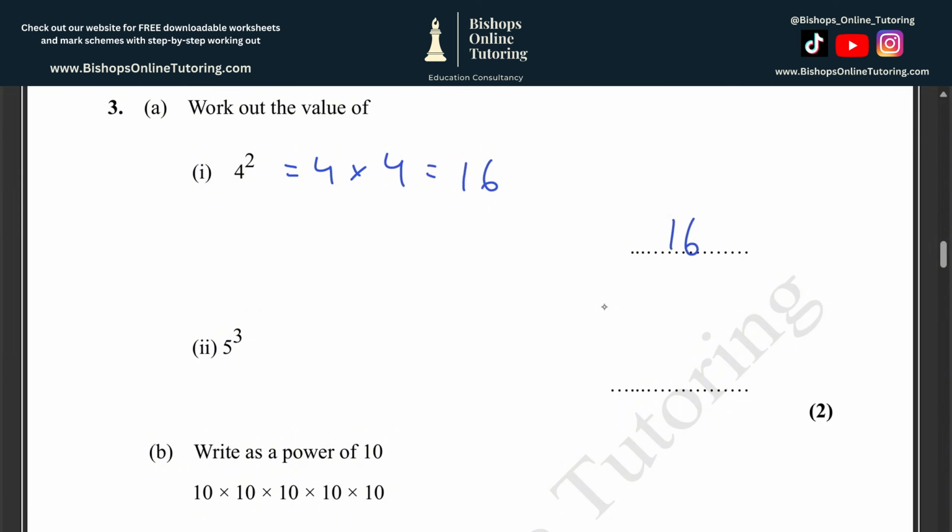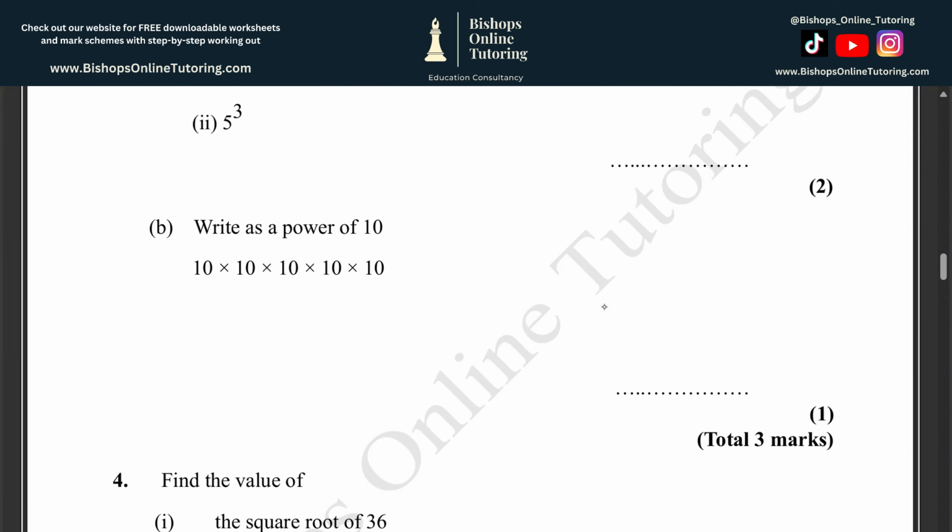So that's our answer. Okay, to work out 5 cubed, essentially the question is just asking us to do 5 times by 5 times by 5. So 5 times by 5 is 25. 25 times by 5 is going to give us 125. So that's our answer, 125.